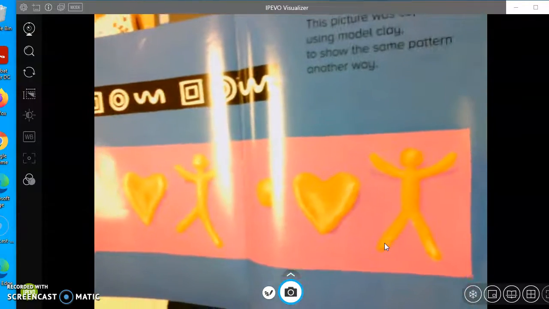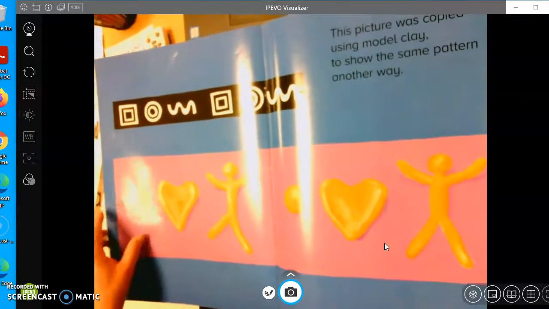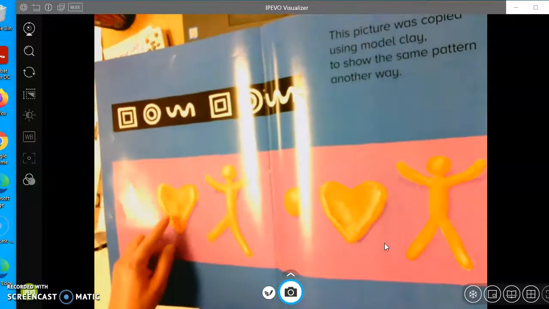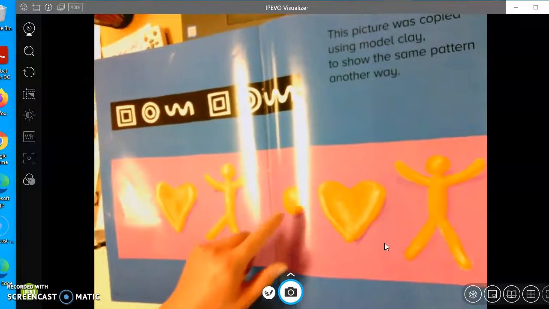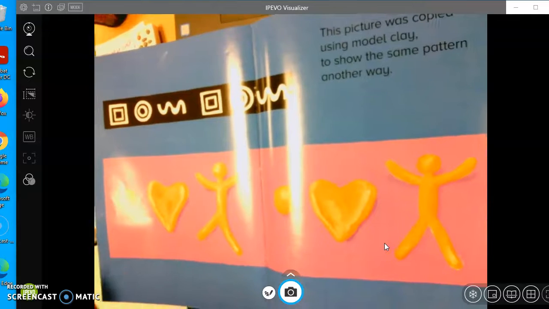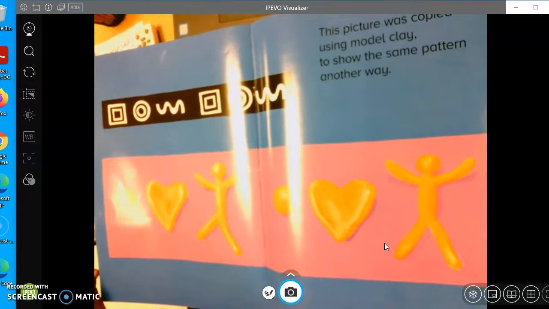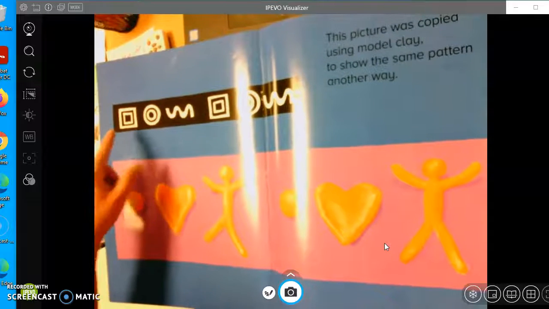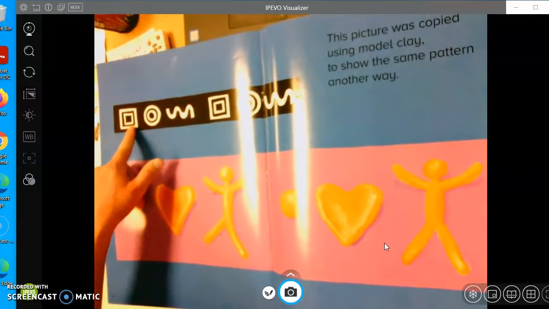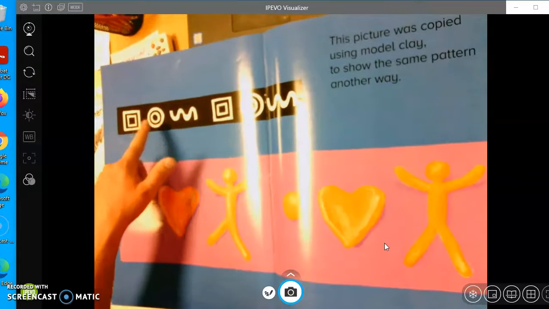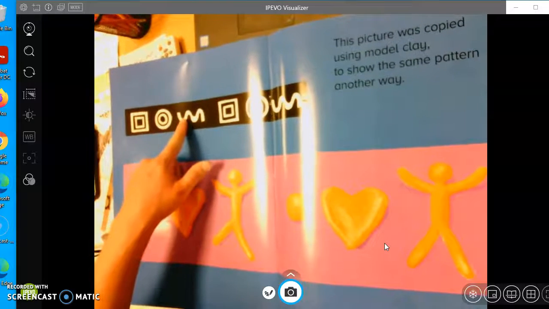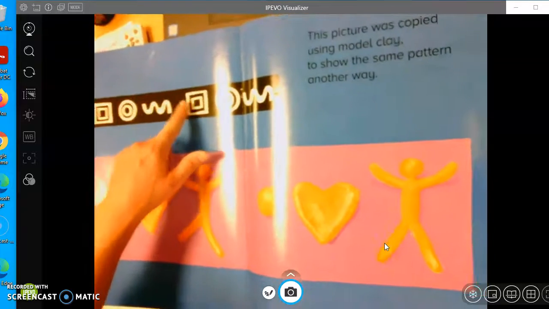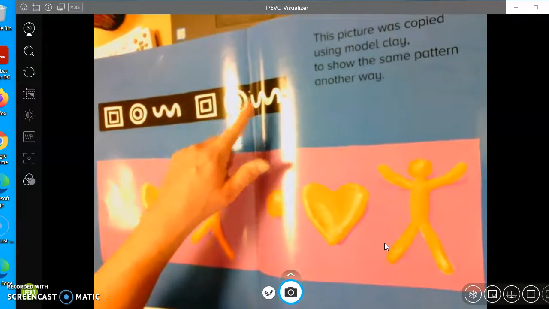So here on this page, as you can see, we have a dot, a heart, and a man, and then dot, heart, man. These were made with clay. And this is the normal type of pattern that we see. It just repeats. Here at the top of the page, we have a square design, a circle design, and a squiggly line. And then what comes next? Square design, circle design, squiggly line.